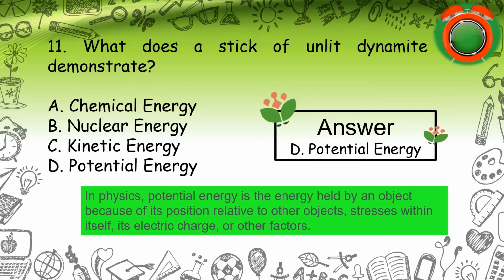In physics, potential energy is the energy held by an object because of its position relative to other objects, stresses within itself, its electric charge, or other factors. And that is what there is in the unlit dynamite stick.